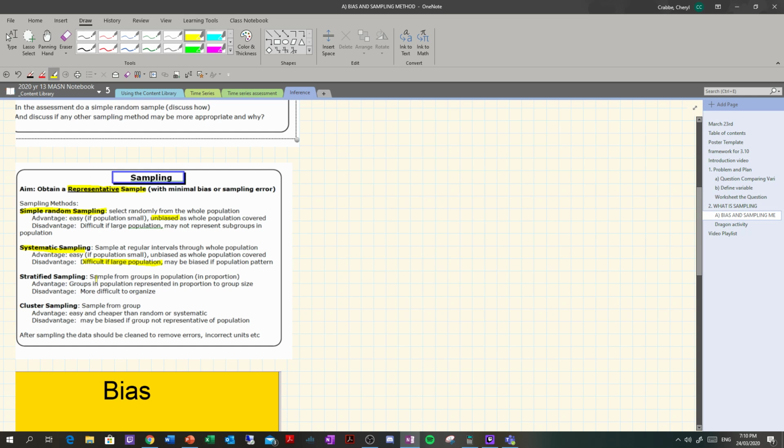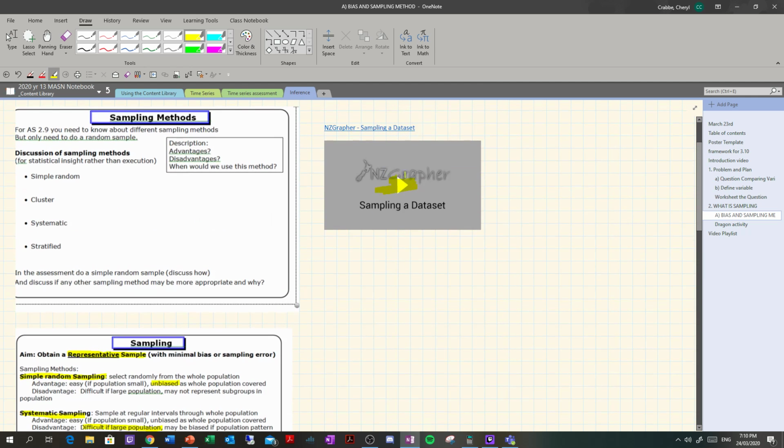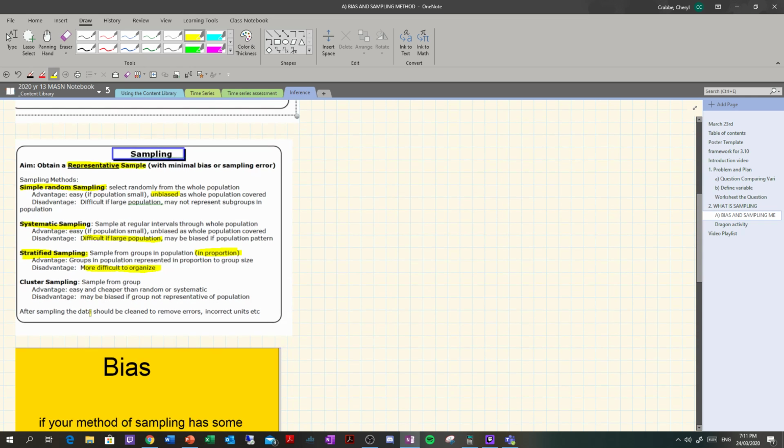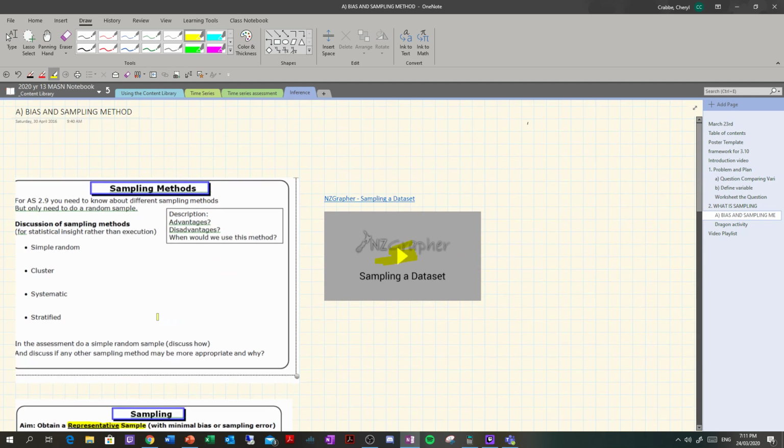Stratified sampling is really good because it allows you to get a good proportion. So again, if you have 40% females and 60% males in your population, then you want your sample to represent that. And so stratified sampling allows you to get that proper proportion. So it samples from groups in a population in proportion. And this video up here does a really good job of talking about that kind of sampling. So groups in the population are represented in proportion to group size, just a little bit more difficult to organize. And then there's cluster sampling and so on. So you just need a little bit of understanding about those different methods.